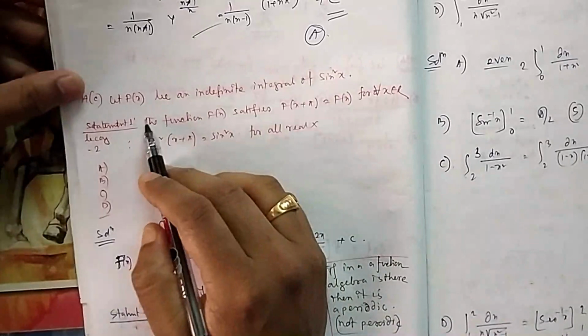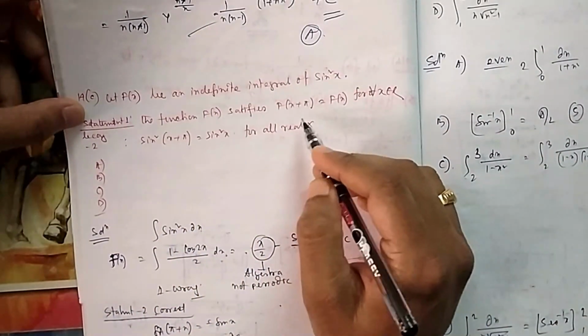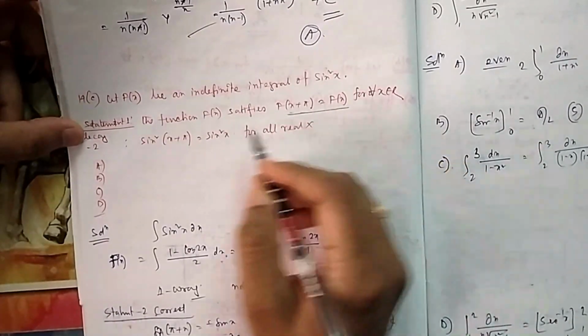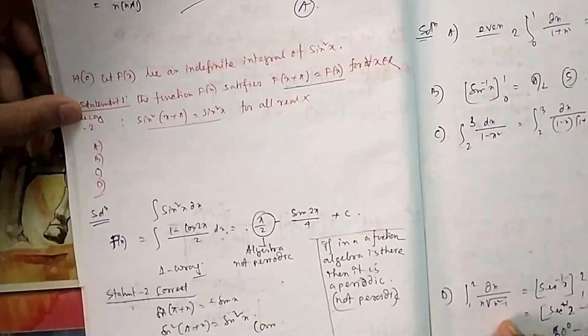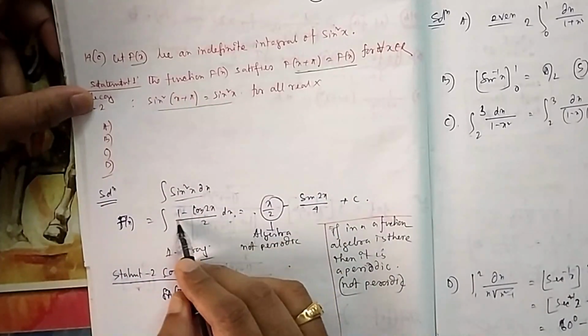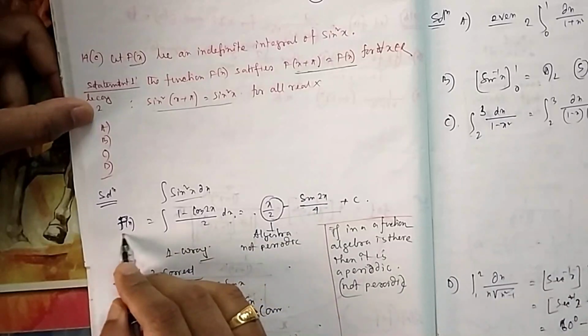If you see 14c, if fx is an indefinite integral of sine square x, statement 1: fx satisfies f of x plus pi is equal to fx. That means it is a periodic function because sine square of x plus pi is equal to sine square x. So if you integrate this one, what is the integration of sine square x? Because that is given as fx. Sine square x is 1 minus cos 2x by 2, if you integrate this one, this is capital Fx.